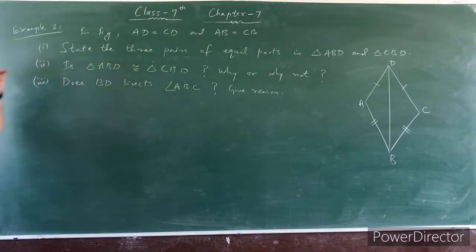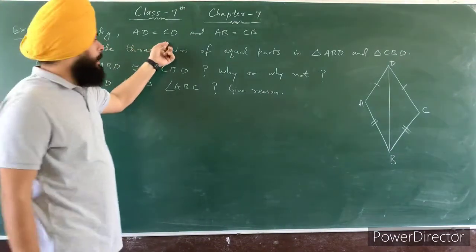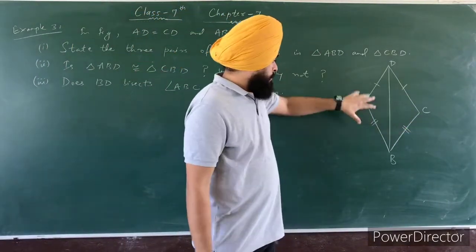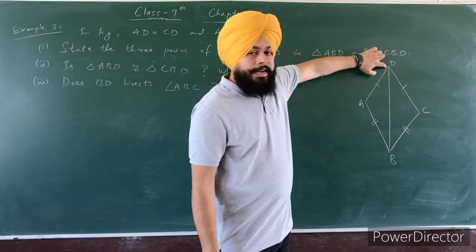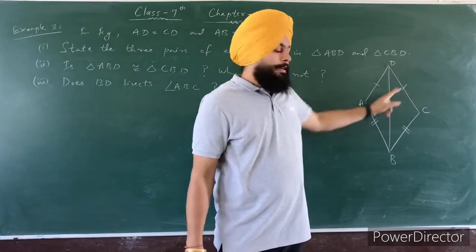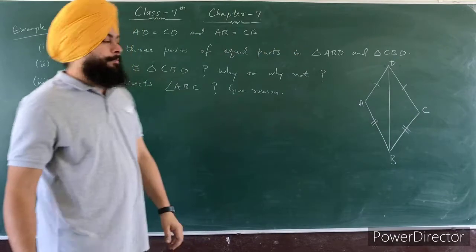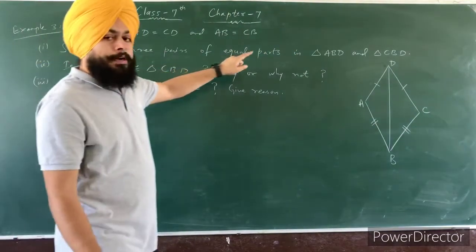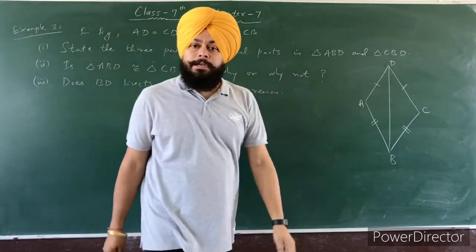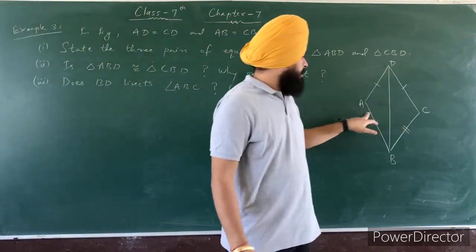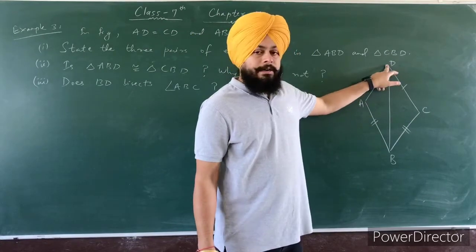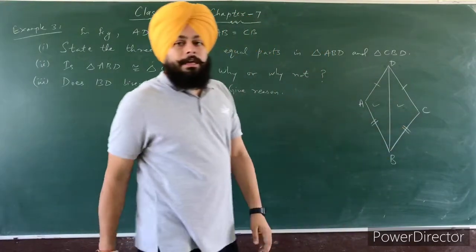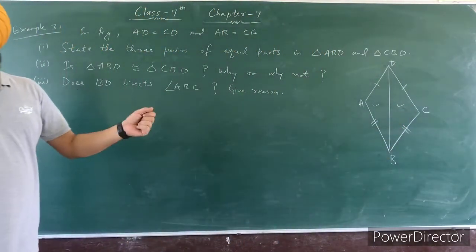Next is example number 3. In the figure, AD is equal to CD and AB is equal to CB. So the figure is already given in this book. You can see here this side AD is equal to side CD and this side AB is equal to side BC. So there are three parts. The first is: state the three pairs of equal parts in triangle ABD and triangle CBD. So you can see here there are two triangles. The first triangle is ABD and the second one is CBD. So we have to write three equal parts in both of these two triangles.